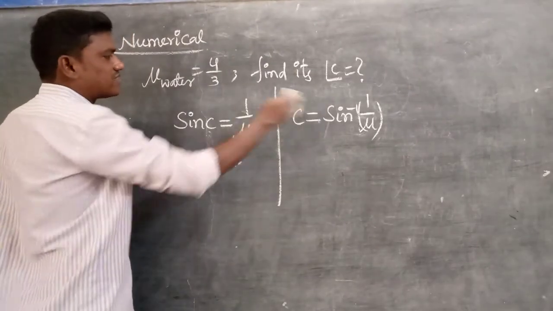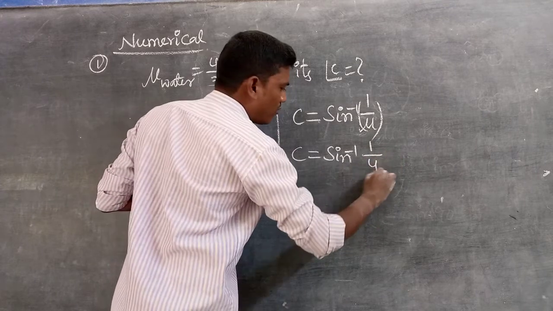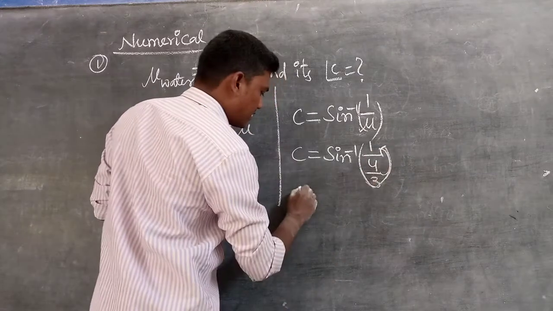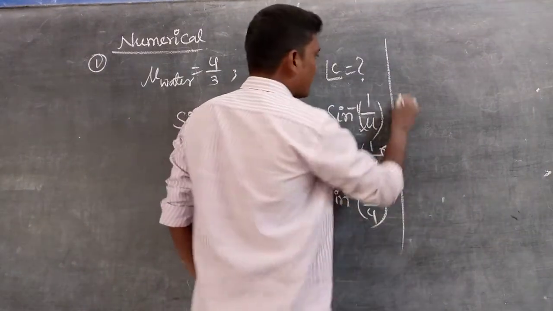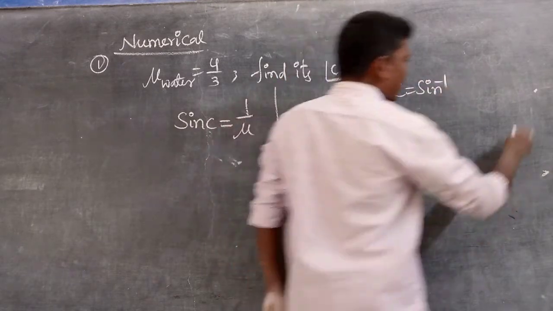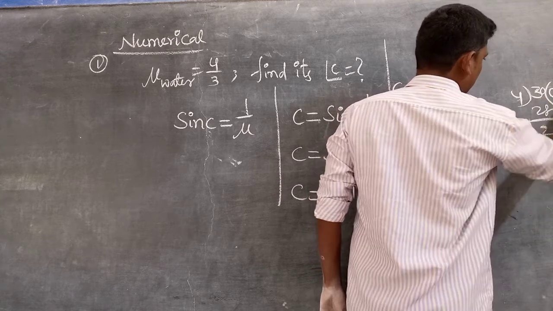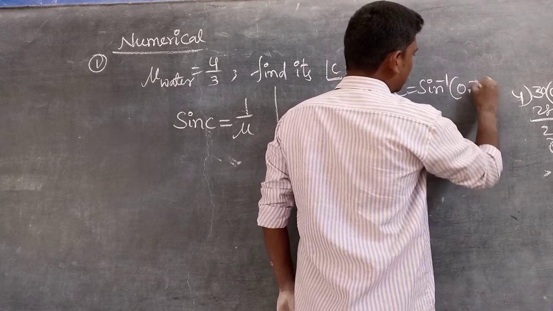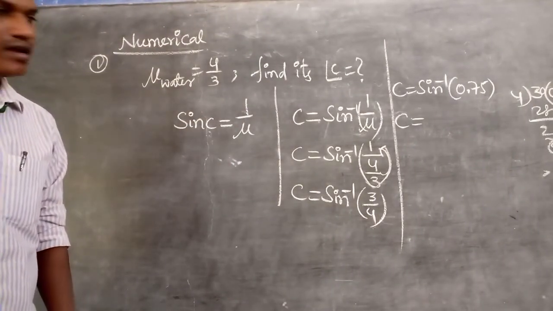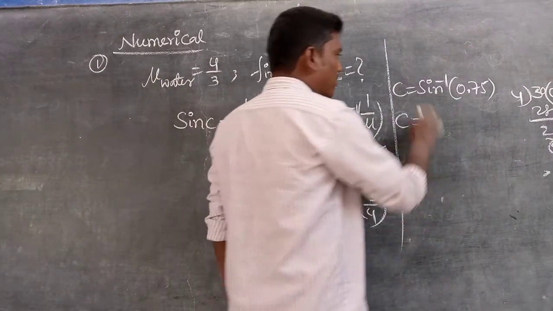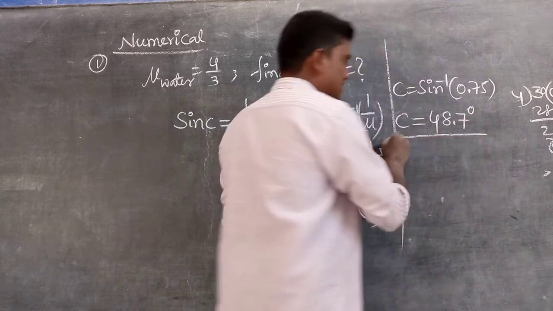So in this one we are using either this one or this one. C is equal to sin inverse 1 upon 4 by 3. It is brought to the numerator side. C is equal to sin inverse 3 by 4, which is 0.75. So how can we find the value? By using the logarithm table, the natural sine table. Using sine inverse 0.75, we get 48.7 degrees. This is the critical angle of water.